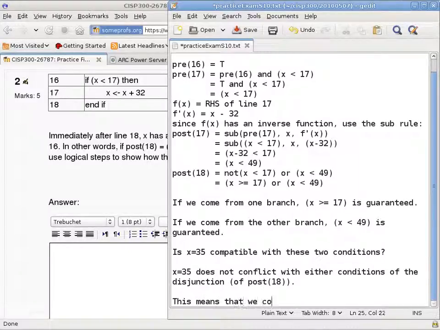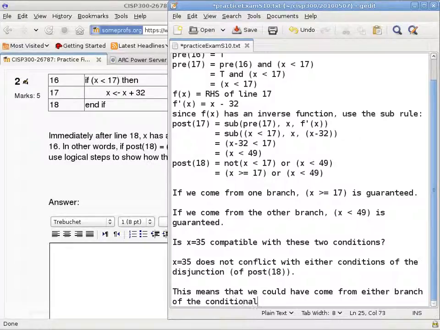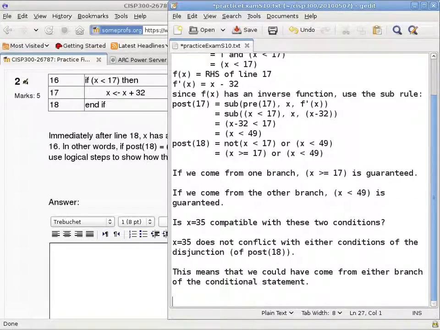Is that making sense so far? Okay. If I can be coming from either branch of the conditional statement, that means when I work my way back, I have to work my way back through both branches. Okay? And remind me again, what are the two branches that would get me to line 18?